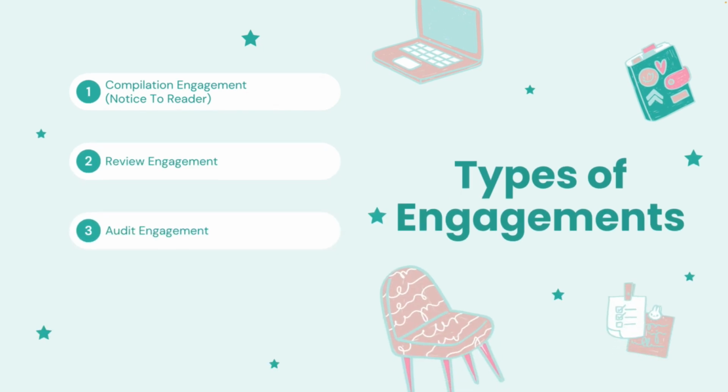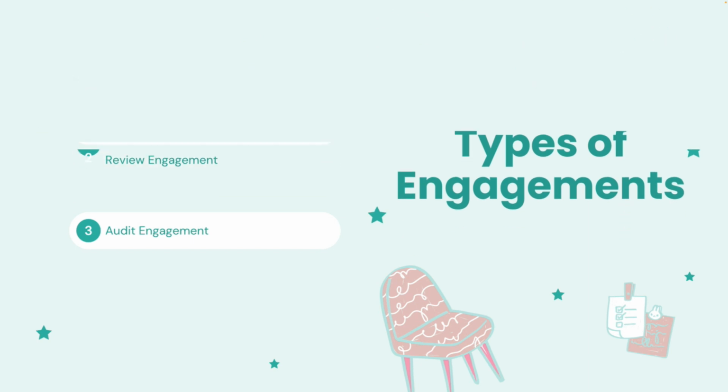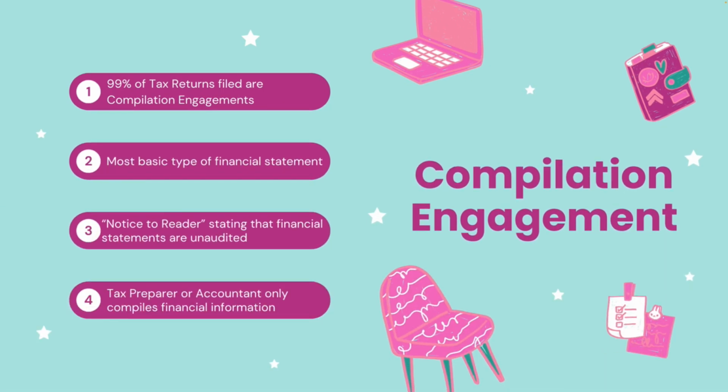Okay, so the three different types are the compilation engagement, aka notice to reader, the review engagement, and the audit engagement. It starts with a compilation engagement and then gets more in-depth, more intense, as you go up the levels. Yeah, so the compilation engagement is just the basic one. We'll click through, and this is what 99% of tax returns will be, a compilation engagement.